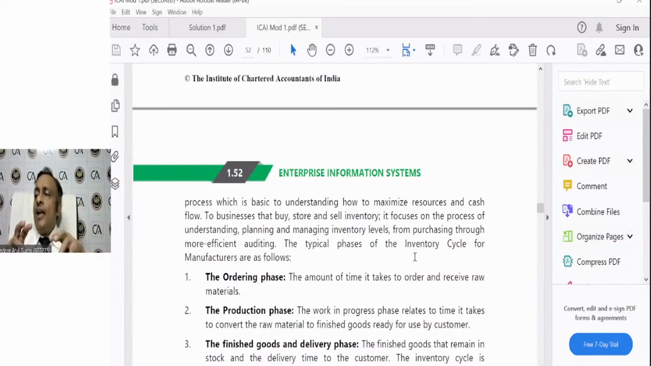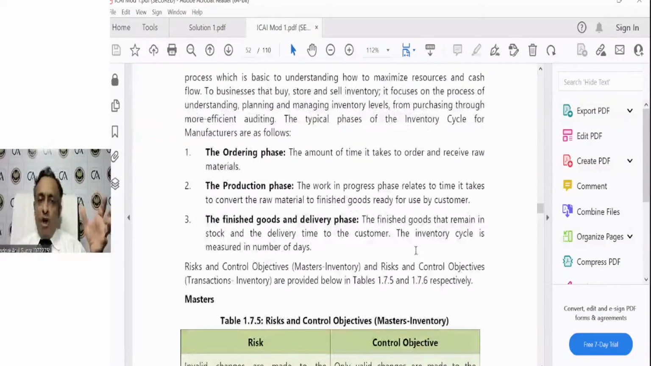Please understand, entities save a lot of money by improving their inventory management. To businesses that buy, store, sell inventory, it focuses on the process of understanding, planning, and managing inventory levels from purchasing through more efficient auditing. The typical phase of inventory cycle for a manufacturer would be the ordering phase, production phase, the finished goods, and delivery phase. So that is how you look at this.